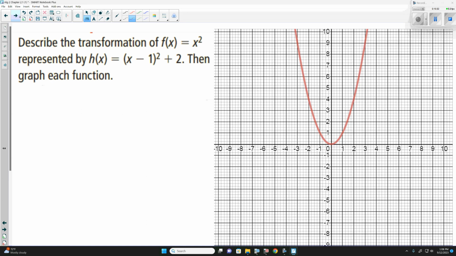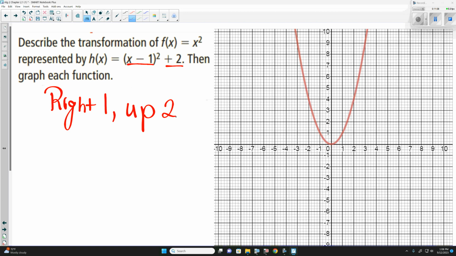h of x equals (x minus 1) squared plus 2. Yes. The x minus 1 inside the parentheses would tell us it's moving right 1. The plus 2 outside tells us it's up 2. And that's it. Questions on these translations to the left, right, up, or down? We feel pretty comfortable with this so far.